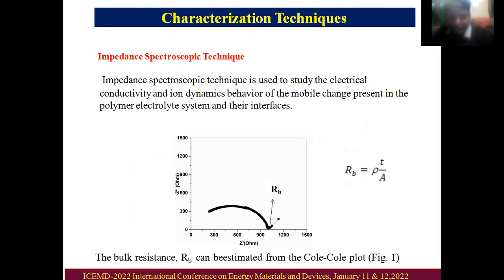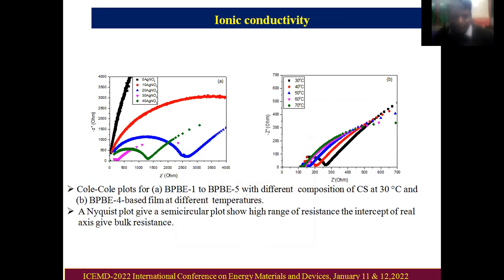Next, characterization technique: impedance spectroscopy. Impedance spectroscopy studies the electrical conductivity and ion dynamics, the behavior of the mobile charges present in the polymer electrolyte system and their interface. The bulk resistance is R_b = ρ t / A, where t is the film thickness and A is the area. Ionic conductivity: the Nyquist plots give a semicircular plot showing the high range of resistance, and the intercept on the real axis gives the bulk resistance.